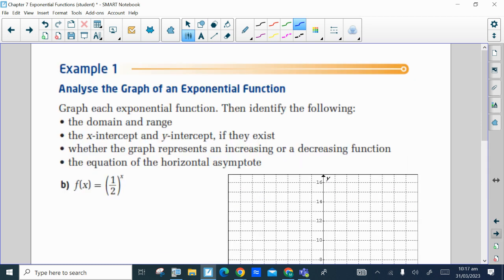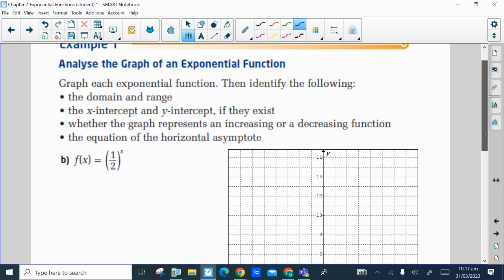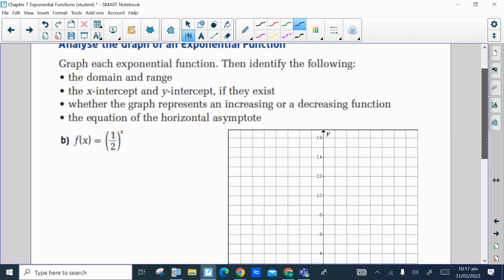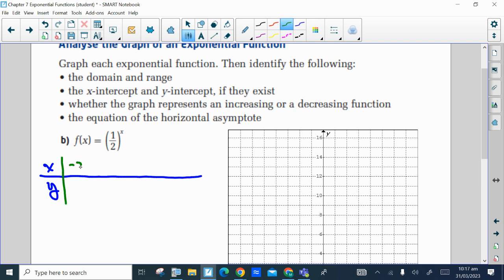On the next page, we're going to graph f of x equals 1/2 to the x. This is a decreasing function because the base c is between 0 and 1. So again, we'll do this by setting up a table of values. We'll choose different values for x, like -2, -1, 0, +1, and +2.